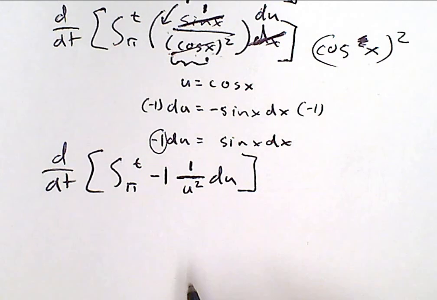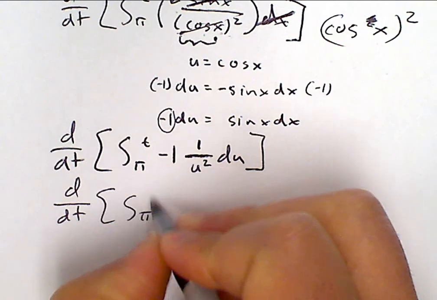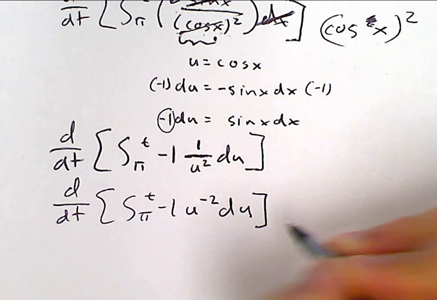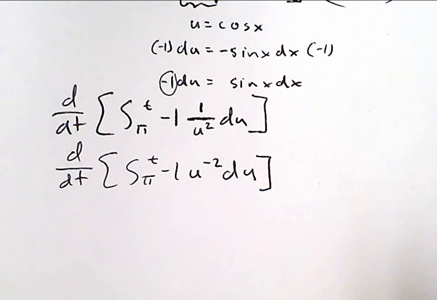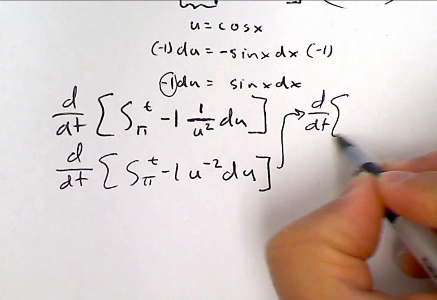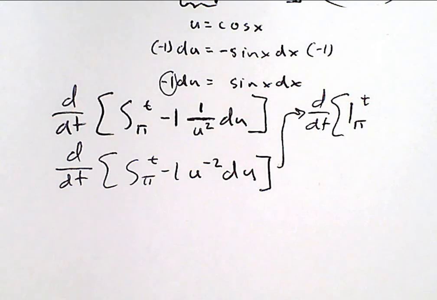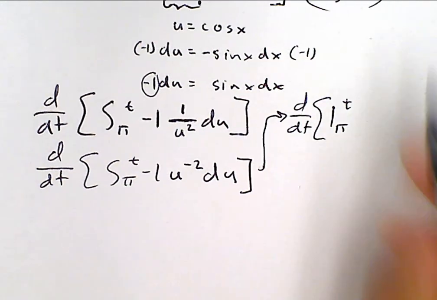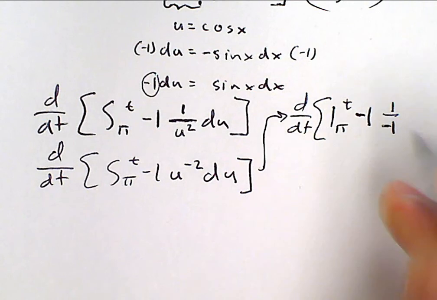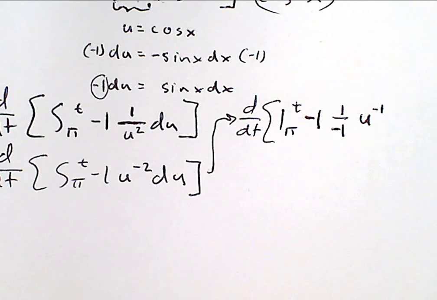Now, this is still not ready to integrate. I'm going to flip it. u to the negative 2, du. Oh, it's a backwards power rule. So what do I get here? All right, I'm going to slow down a little bit. Y'all got to help me out. Negative 1 is definitely there. 1 over negative 1 is definitely there. u to the negative 1, all y'all are rocking. Don't forget about your plus C.